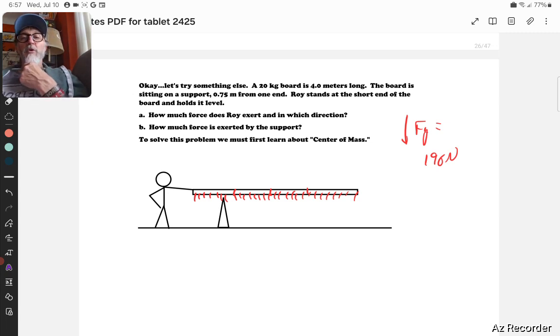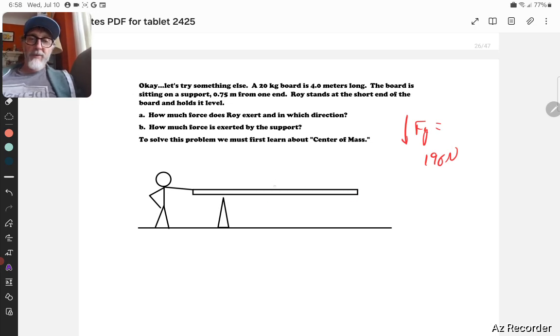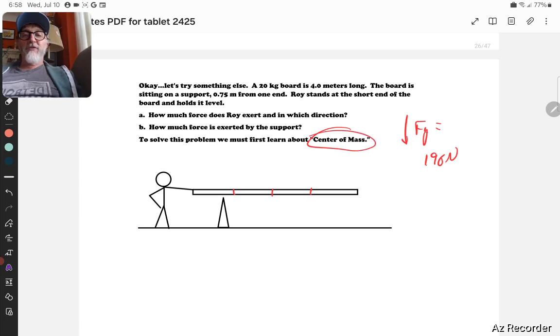All right, and so in order to do that, what we're going to do is learn about what is called the center of mass. Okay, so let's erase this. Oh, I erased my little 4 meter marks, didn't I? All right, so let's learn about this idea of center of mass.